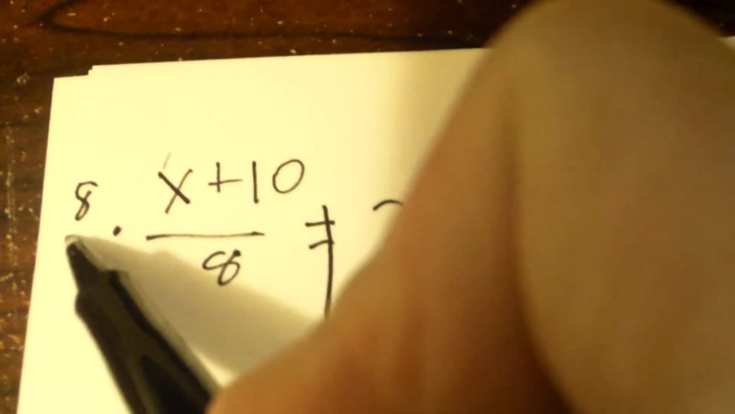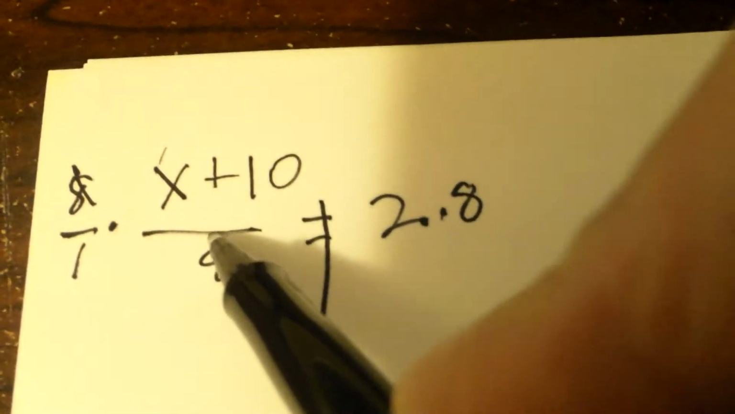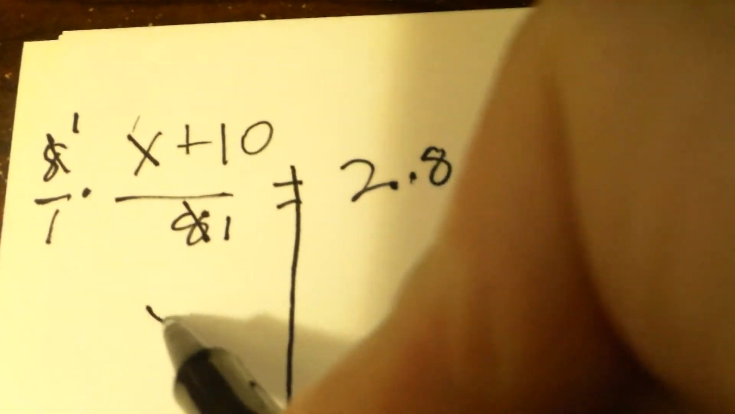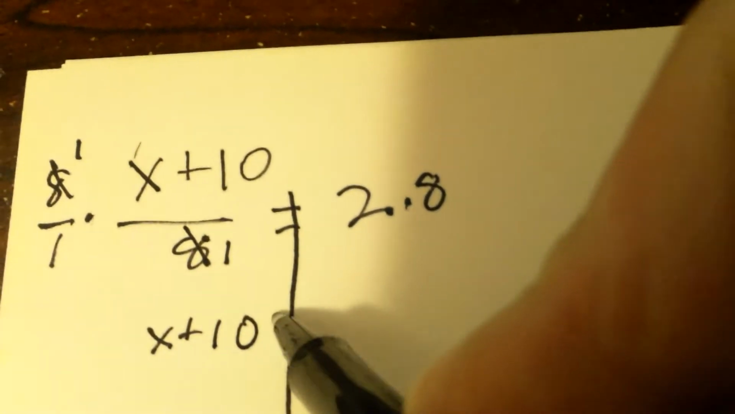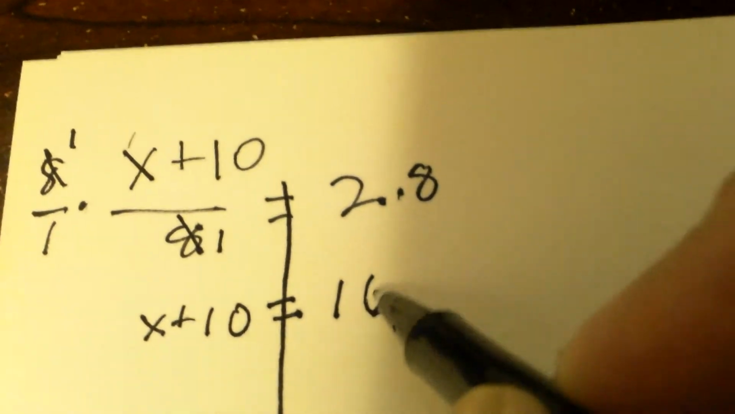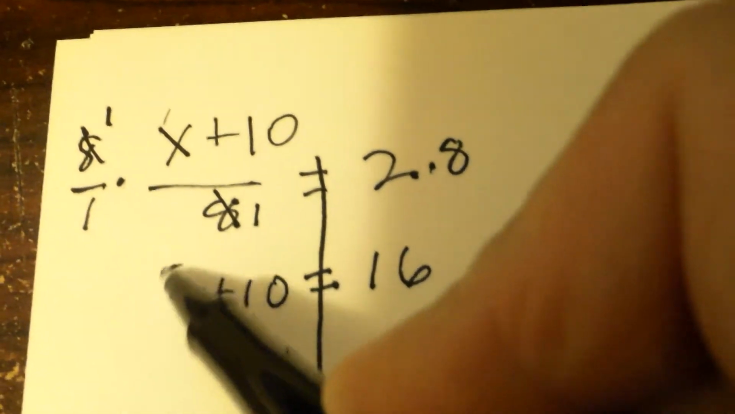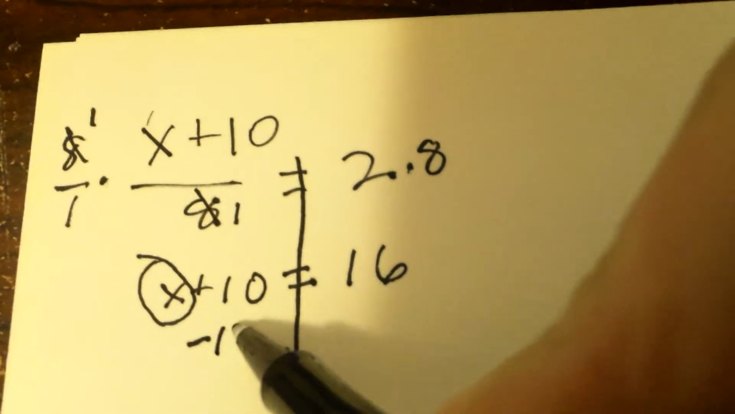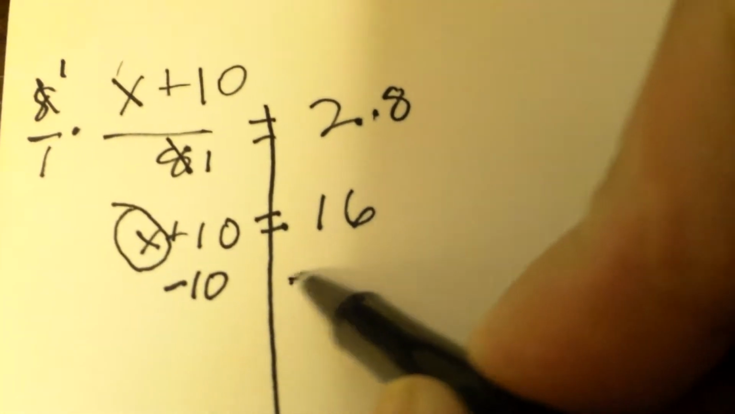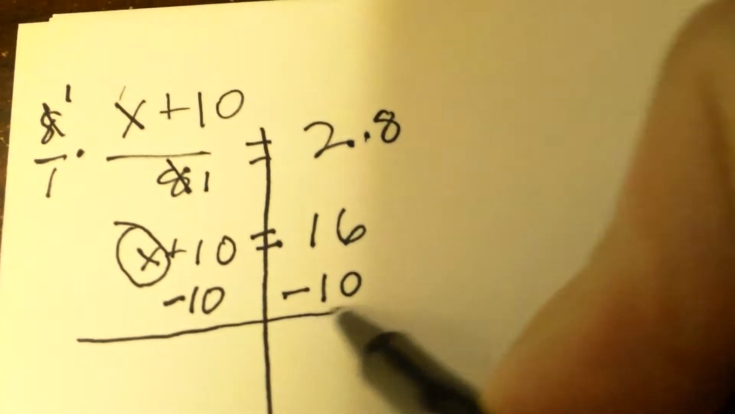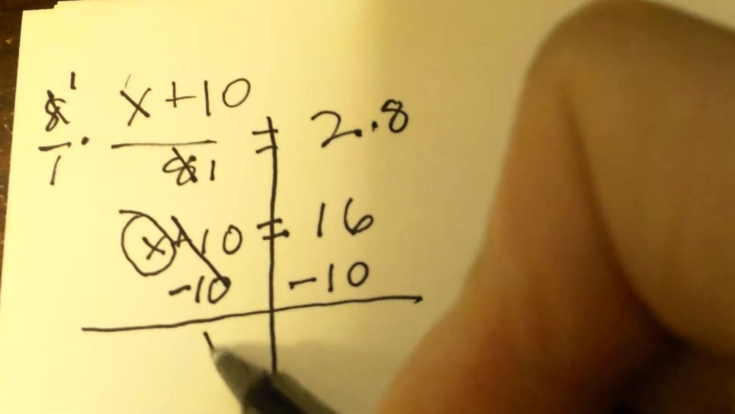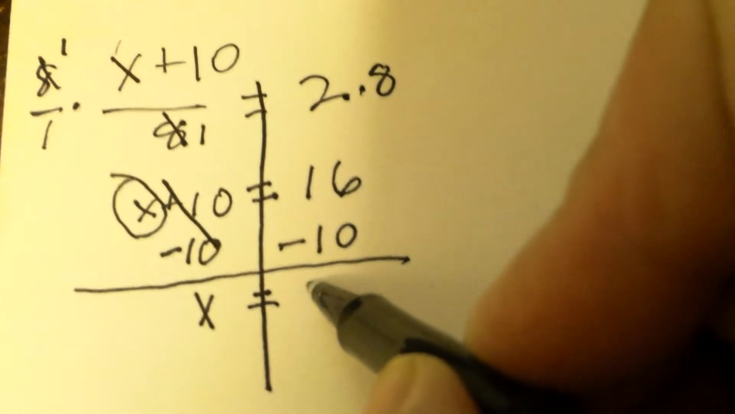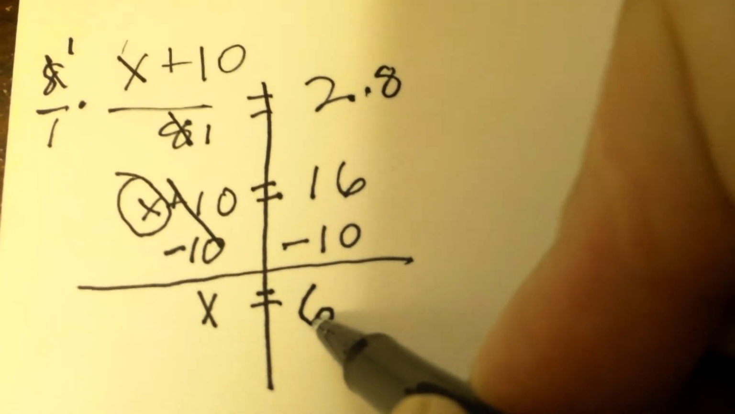If I call this 8 over 1, these 8's will cancel out and leave little 1's behind, and I'm left with x plus 10 on the left-hand side of my equation, and 2 times 8 is 16. Now, I want to get x alone, so I'm going to do the inverse of adding 10, which is subtracting 10. To keep my balance, I'm going to do it on both sides. My 10 and my negative 10 cancel out. X equals 16 positives and 10 negatives is going to give me 6 positives left over.